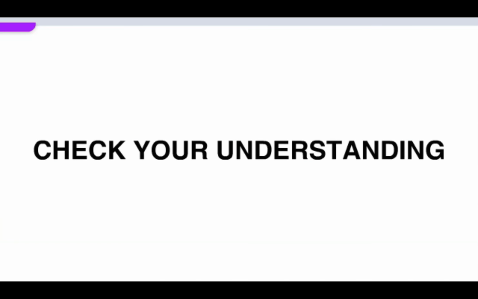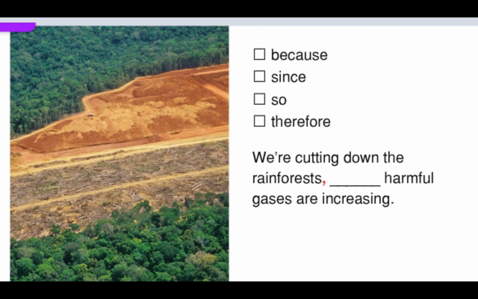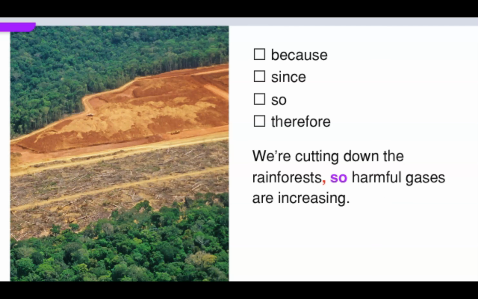Check your understanding. Look at the picture and the four connectors. Read the sentence. Only one of the connectors can be used to complete the effect, result clause. Which one? Choose the correct connector and read the sentence out loud. Now listen to the sentence. We are cutting down the rainforests, so harmful gases are increasing.